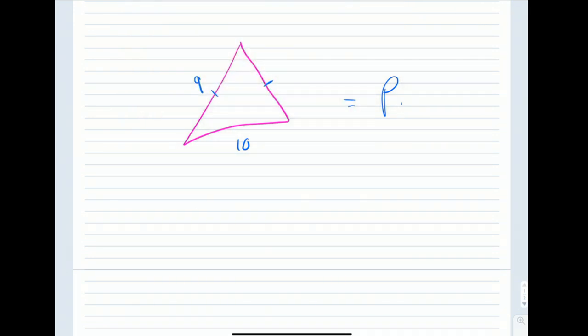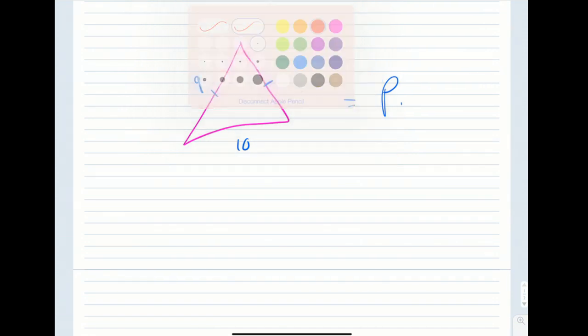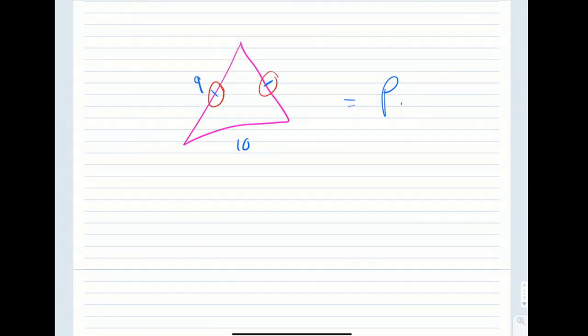Yeah, so here you would have to use the stick notation to figure out that these are matching lengths, therefore this length here must be 9, therefore my perimeter must be 9 plus 9 plus 10.